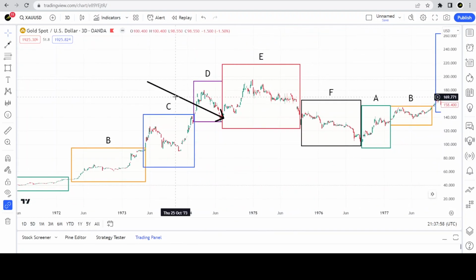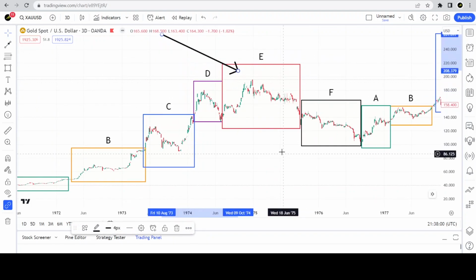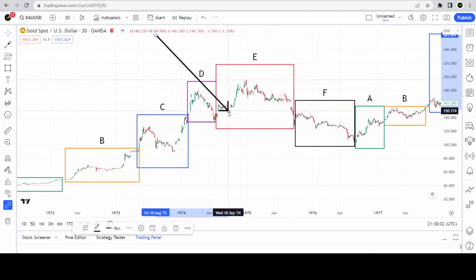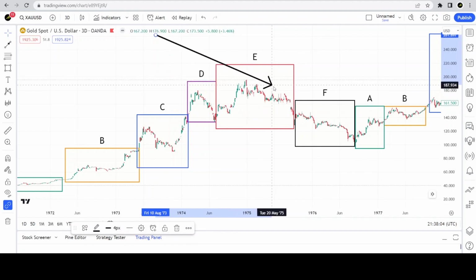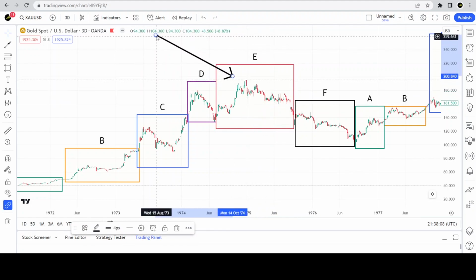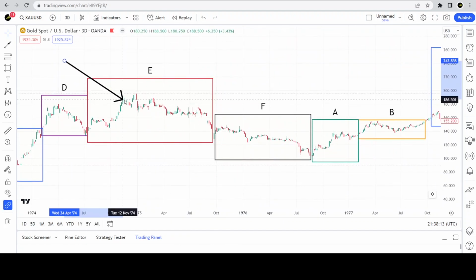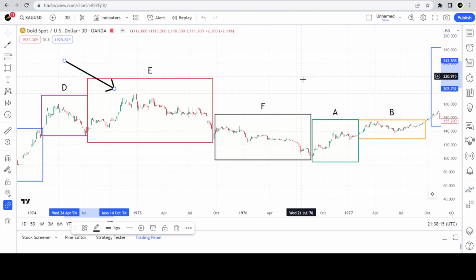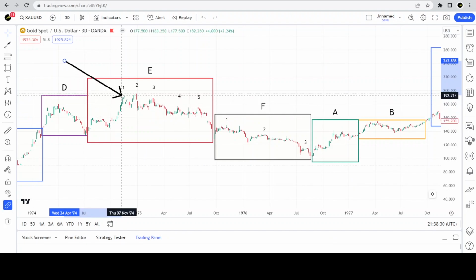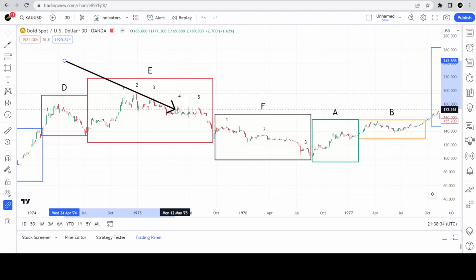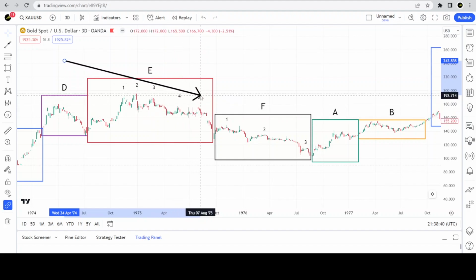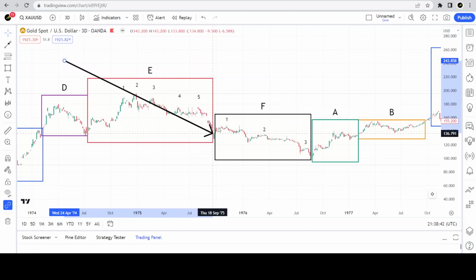E is where we begin to see the topping structure. From here, it comes to a peak, and then it begins to roll over. Now, I want to add a little bit onto this. I'm going to count the peaks on this E structure and on the F structure. So this is what it looks like. In E, it moves up to peak 1, peak 2, peak 3. It drops, and in this case, it goes kind of flat with a little peak here, 4 and 5, before dropping. And it drops into F.